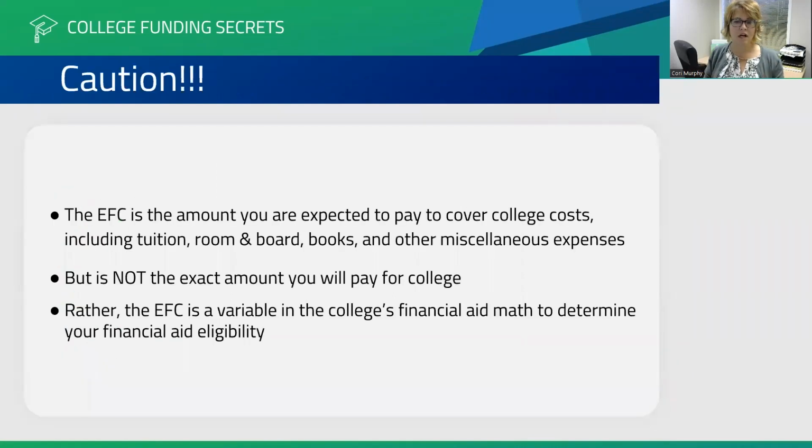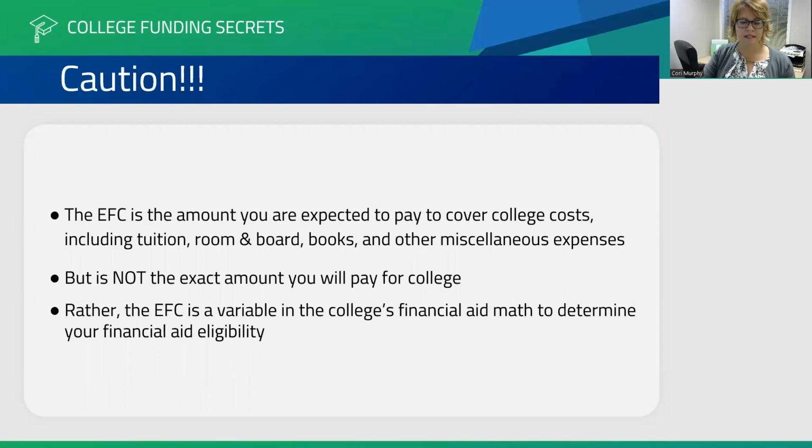Okay, so I want to caution you first before we really dive into this. The EFC is the amount you're expected to pay to cover college costs, and this includes tuition, room and board, books, and other miscellaneous expenses. But it's not the exact amount you are going to pay for college. It's not going to be your college bill. Rather, it is a variable in an equation that the college has for their financial aid math that they determine your financial aid eligibility and how much they're going to be scholarshiping.